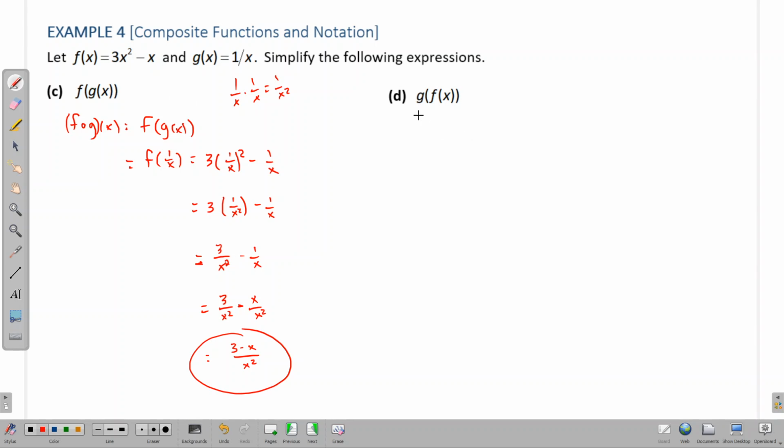Okay, and then reversing the composition, putting f on the inside, this is g of 3x squared minus x. And this one's even easier because g is just 1 over input box, right? That's what g is, and this is what goes in the box. So 1 over 3x squared minus x.